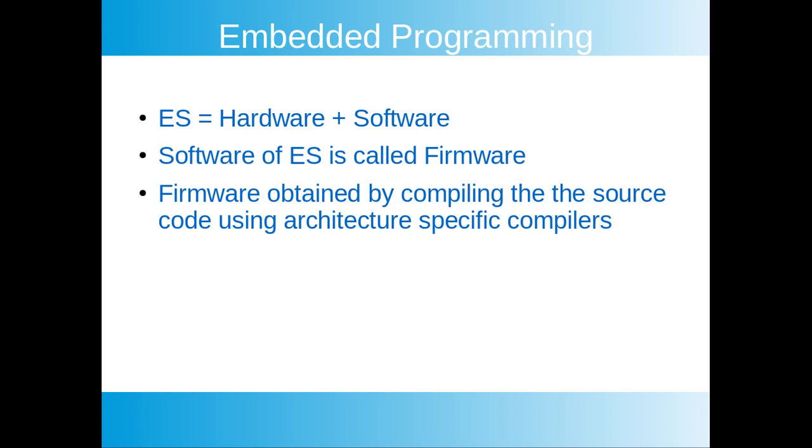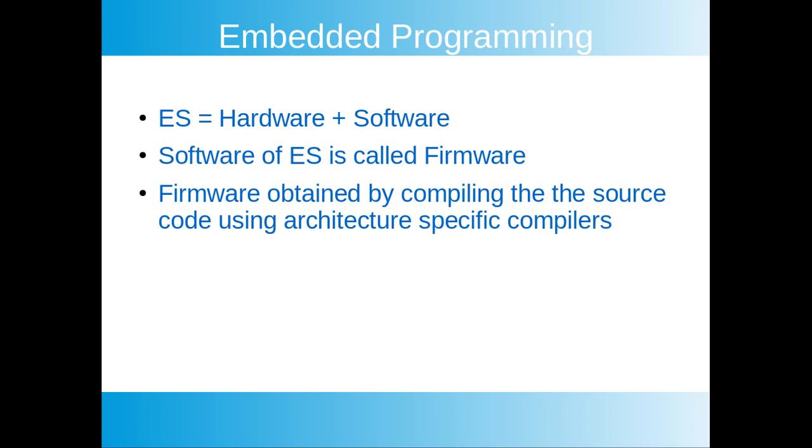And this software tells the embedded system how to behave with different sensed inputs and how to act using the actuators. And this firmware can be obtained by compiling the source code. And this source code can be written in any of the programming languages such as C, CPP, Java, Python, etc.